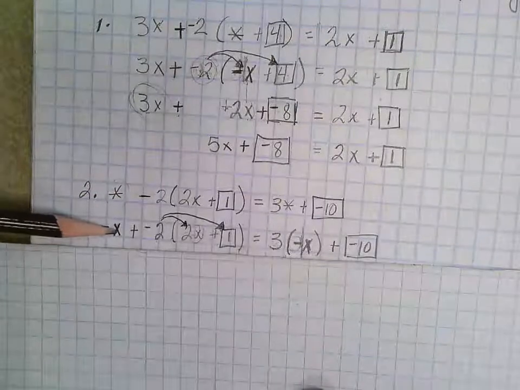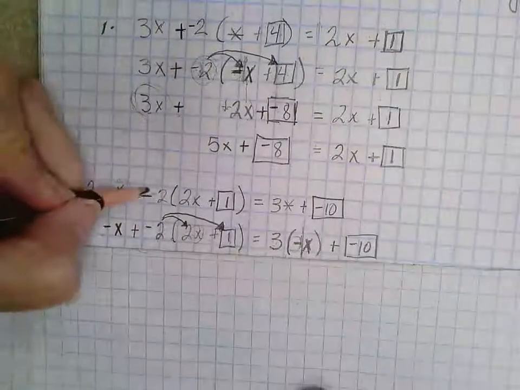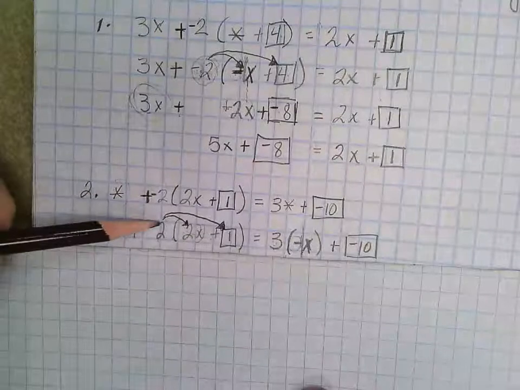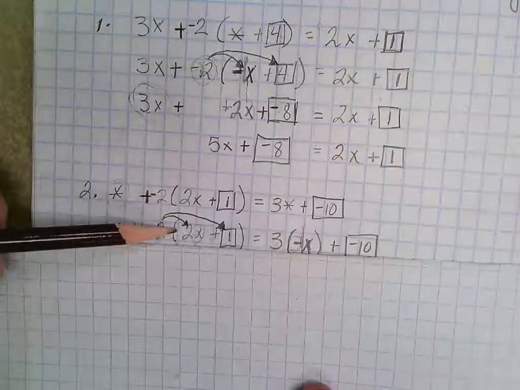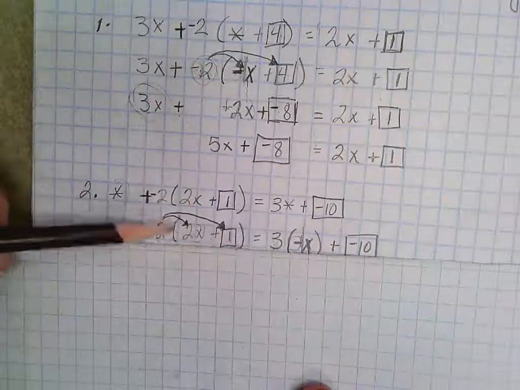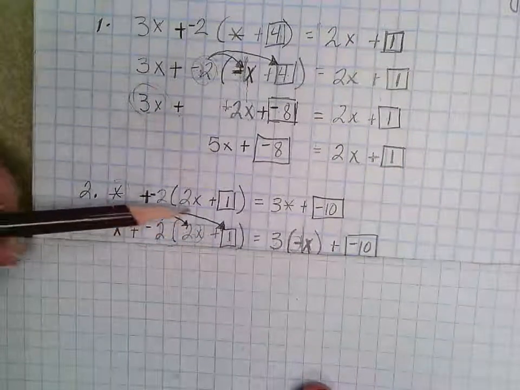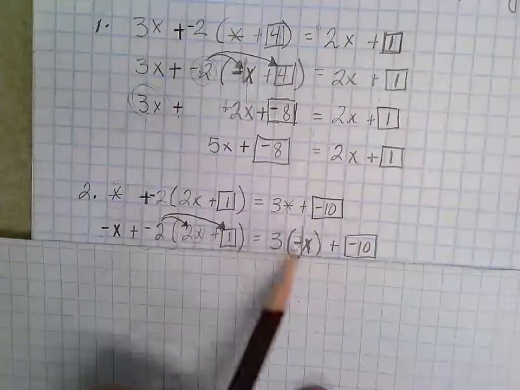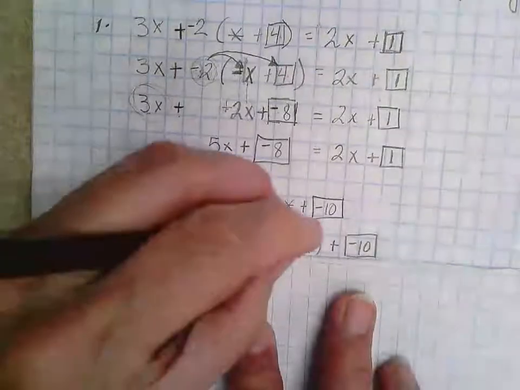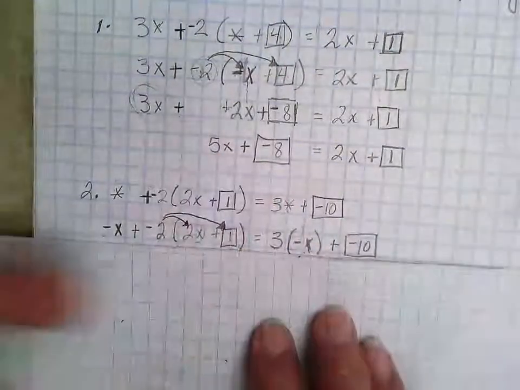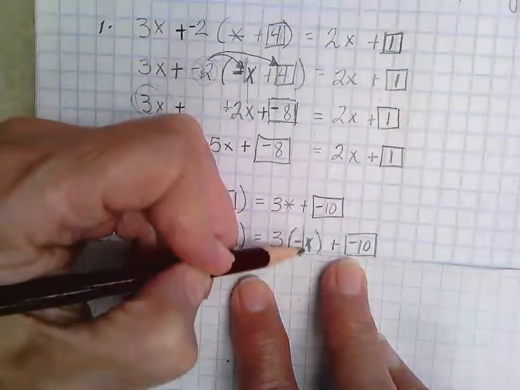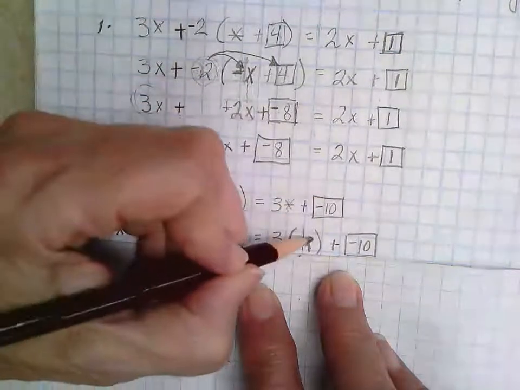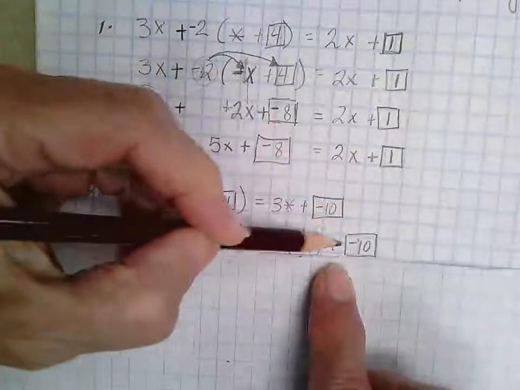This becomes -x. I'm going to change my subtraction to an addition, which changes the sign on my 2 to a -2. I still have 2x plus 1 inside the parentheses, but I'm going to draw my arrows to show my distribution. And on the right hand side, I'm going to rewrite this star as the opposite of x, or a -x. Remember, there's a little invisible 1 right in front of that x. And then I have plus a negative 10.